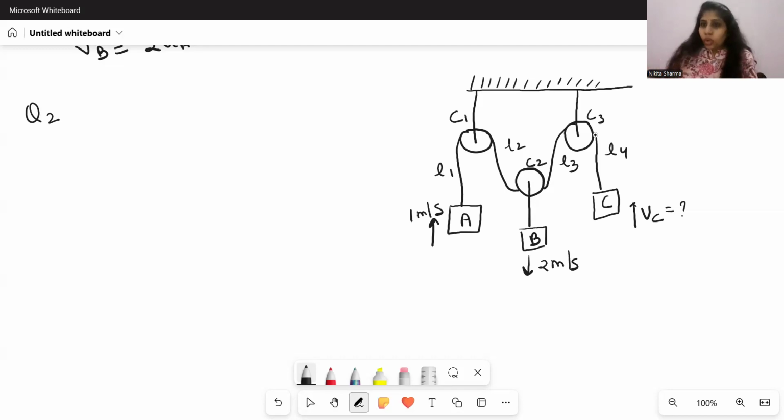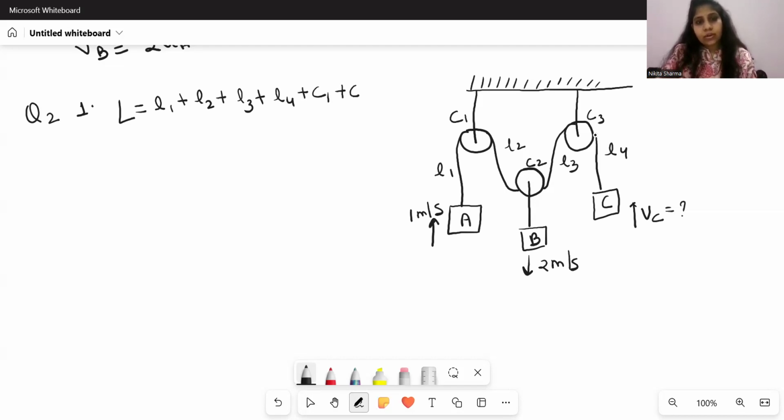Okay. We know the three steps. Step number one is the total length of the string will be constant. The total length of string will be constant. L is L1 plus L2 plus L3 plus L4 plus C1 plus C2 plus C3. What are the C1, C2, C3? These are the curved part of the length which are around the pulley.